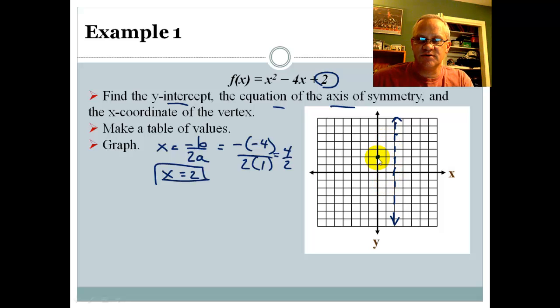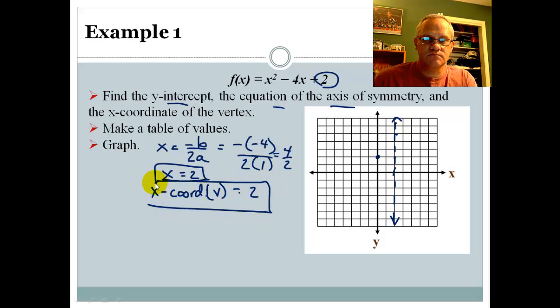Here's my y-intercept. We're starting to piece this together now. And then, of course, the x-coordinate of the vertex is going to be the same thing, right? So the x-coordinate for the vertex, I'll put a v there for vertex, is also 2. So we know that.